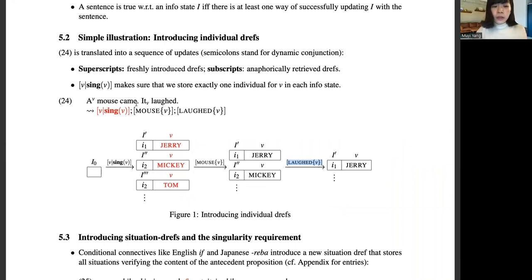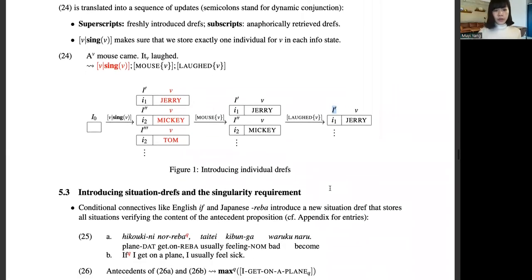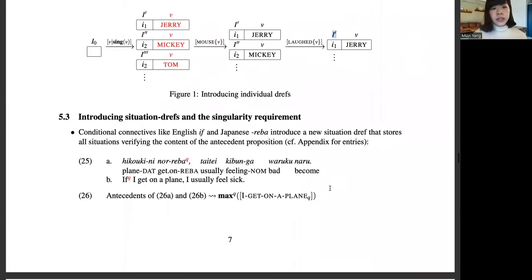Okay, so basically the interpretation of this sentence is going to be a function. The interpretation of the sentence in 24 is going to be a function that takes us from I0 to a point in this course where we have I prime and possibly some other information states. Okay, now with these set, we can go on and look at what conditionals look like in this framework.